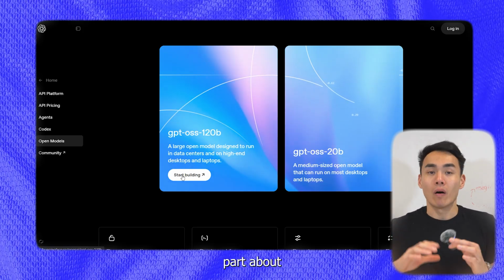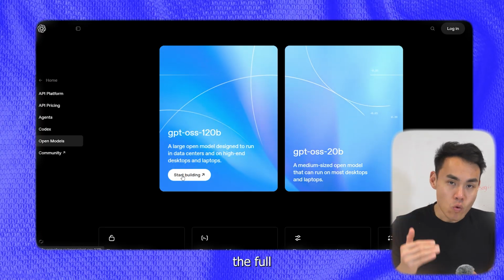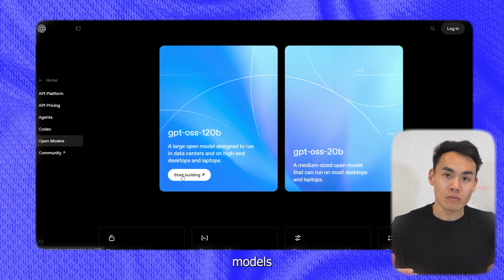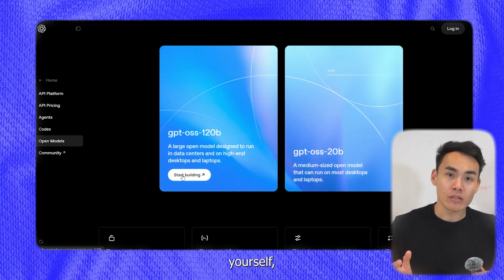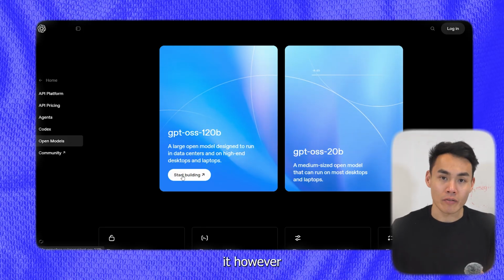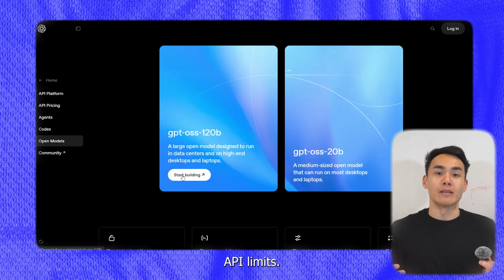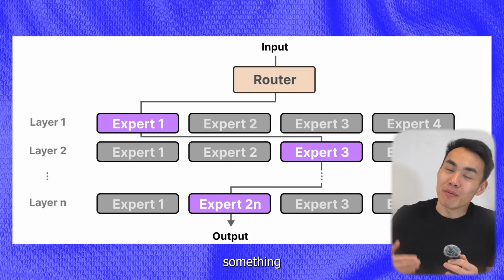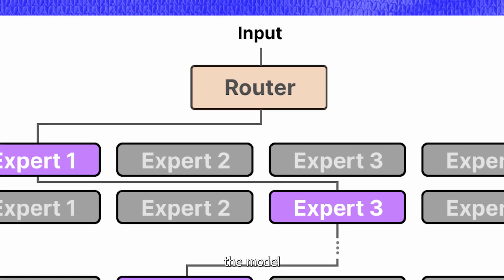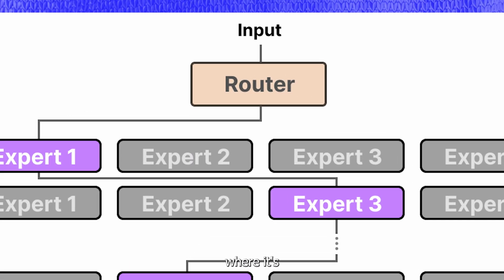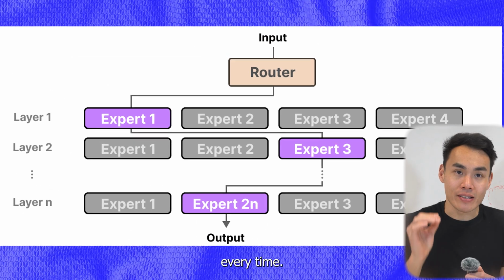The best part about all this is that they're completely open source. You get full access to these models with no paywall, no gatekeeping. That means you can run it yourself, customize it however you like, and never have to worry about API limits. This works because of something called mixture of experts, a design where the model only uses the parts it needs instead of firing all its parameters every time.